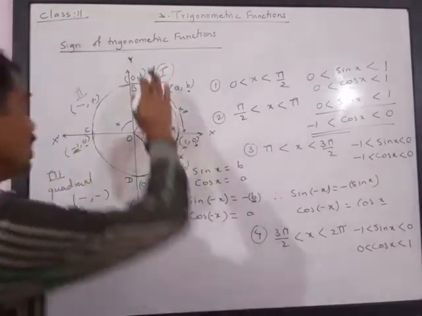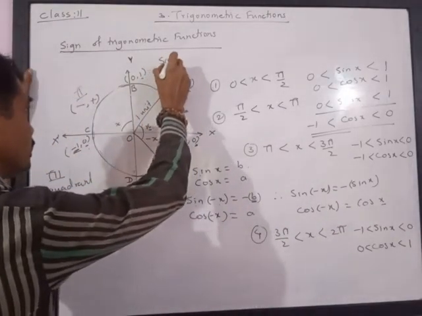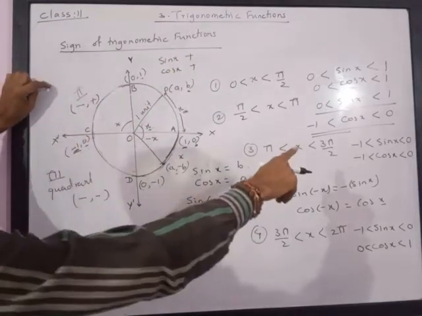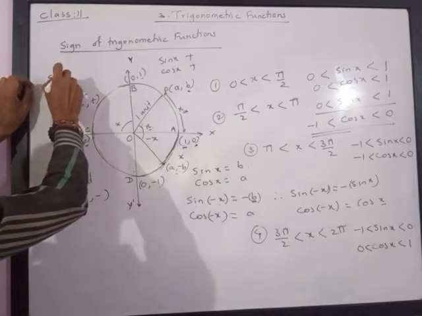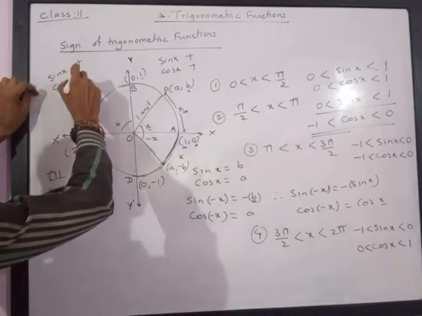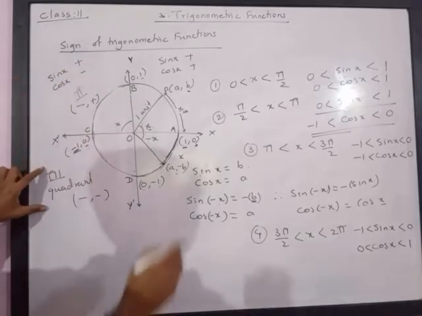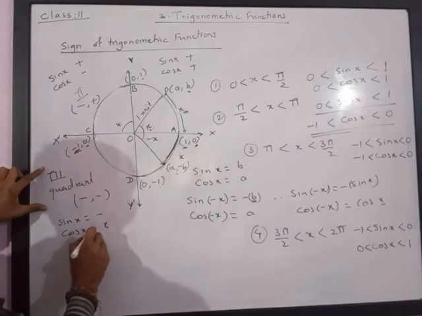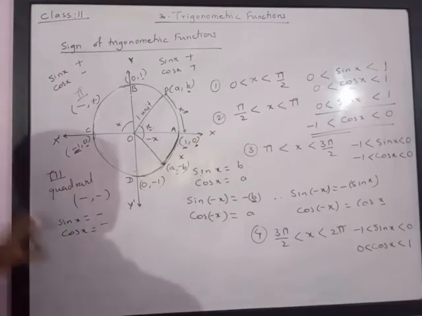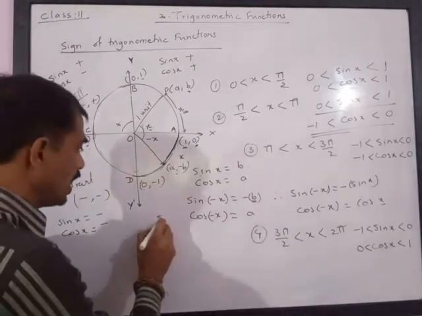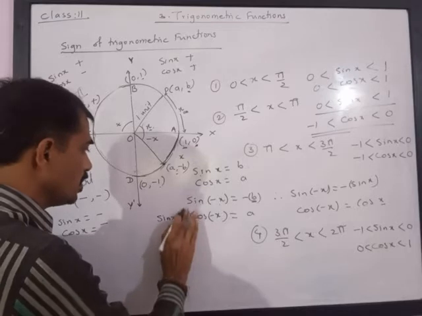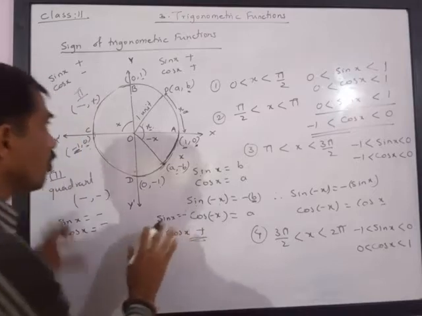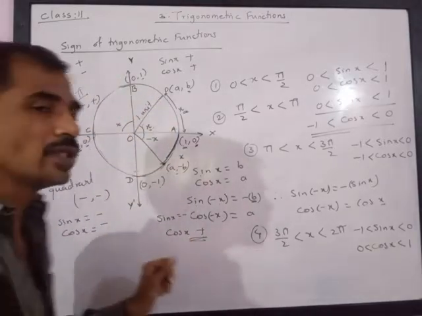So please note here, in the first quadrant we have sin x positive, cos x positive. In the second quadrant, sin x values are always positive, and the cos x values are negative. And in the third quadrant, we have both sin x negative and cos x also negative. In the fourth quadrant, we have sin x negative and cos x positive. So from this we can find the other ratios as well.